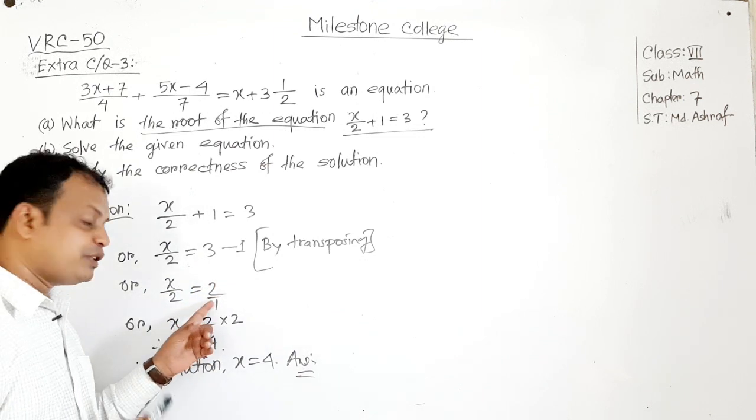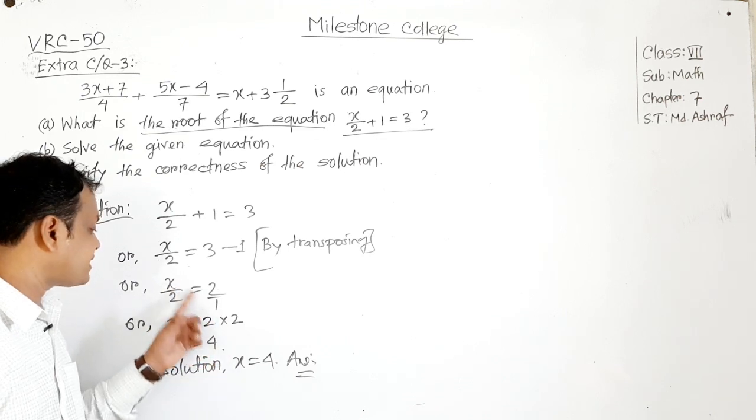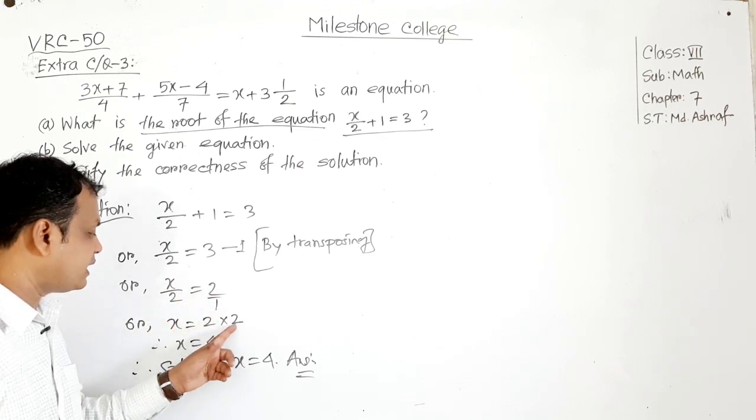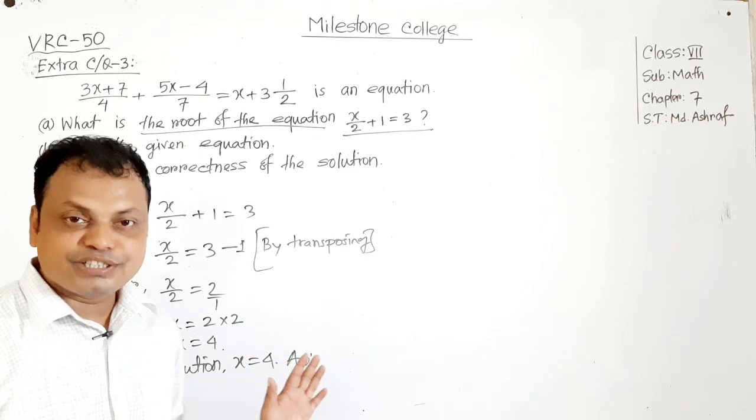And if we think of it as a fraction, then the denominator will be 1. Now cross multiply: x and 1 will be x, 2 and 2 will be multiplied, then we will get 4. So the solution is x equals 4. This is the answer. I think all of you have got it.